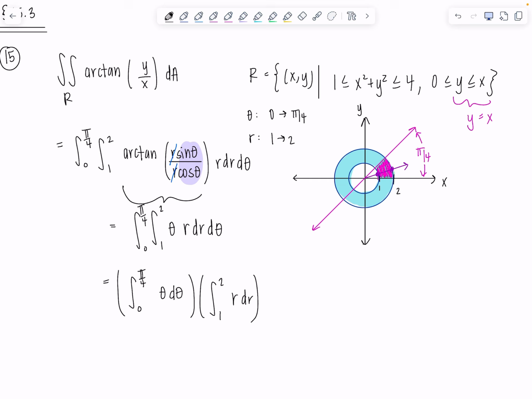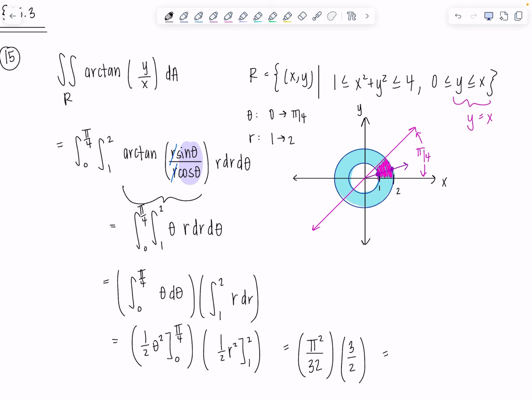Yes. Okay, so this is going to be 1/2 theta squared from 0 to pi over 4. And then this is 1/2 r squared, but be careful, from 1 to 2. So what is this? Pi squared over 32, yes, thank you. And then the other one's going to be 4 over 2, so 2, minus 1/2, so 3/2, yes?